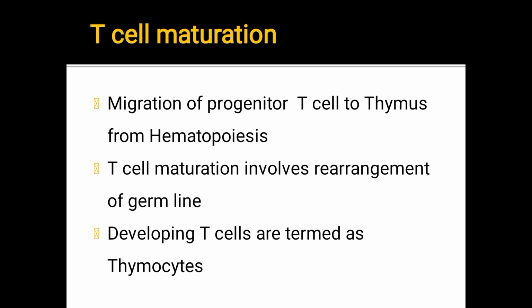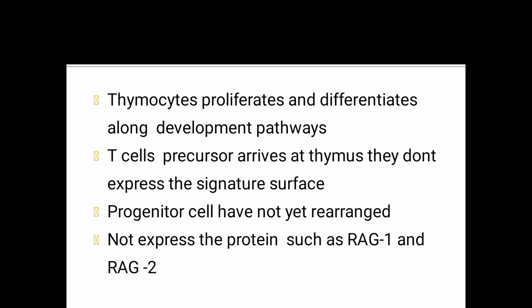T cell maturation involves the rearrangement of germline TCR genes and the expression of various membrane markers. In the thymus, the developing T cells are termed thymocytes. These thymocytes proliferate and differentiate along developmental pathways that produce functionally distinct subpopulations of mature T cells.